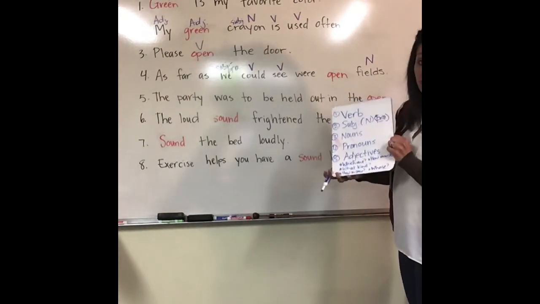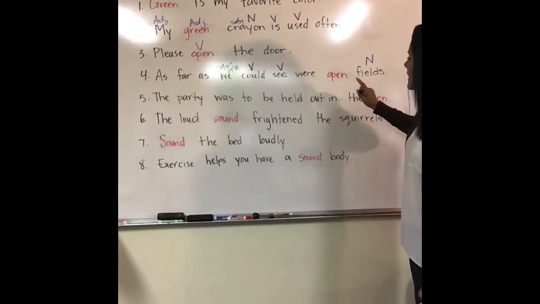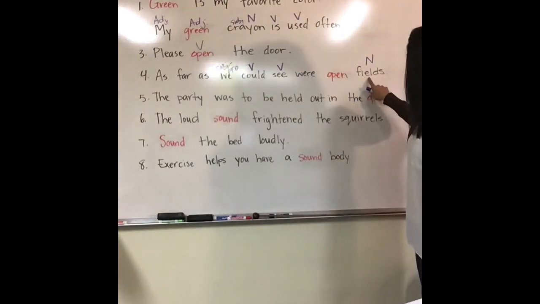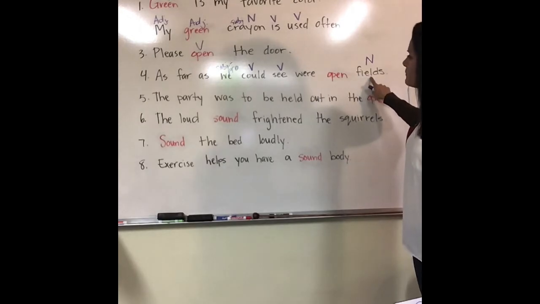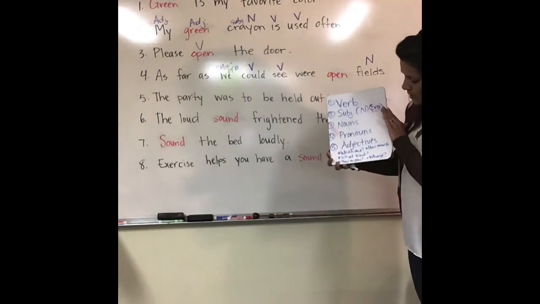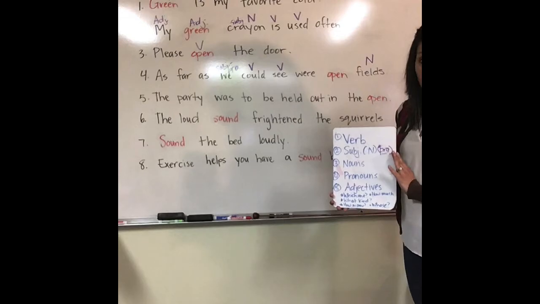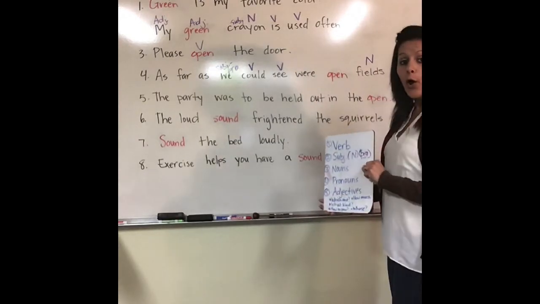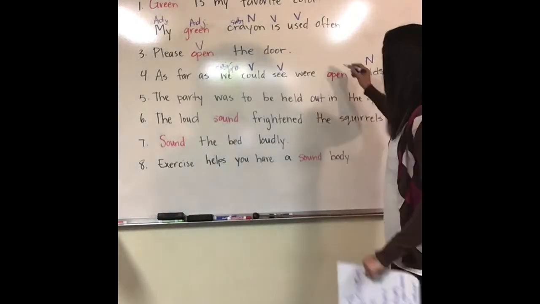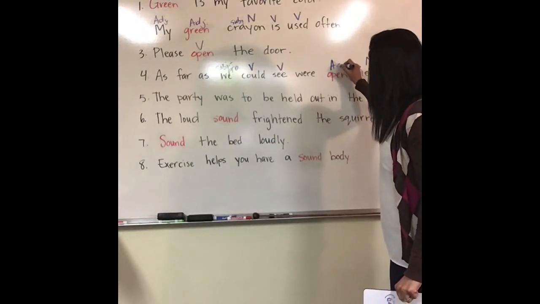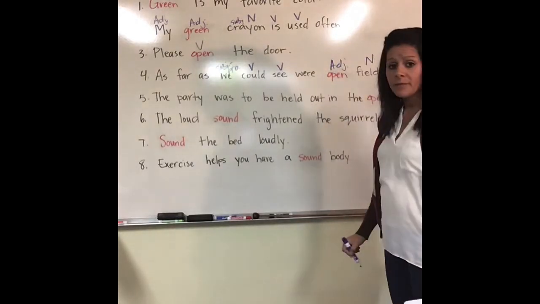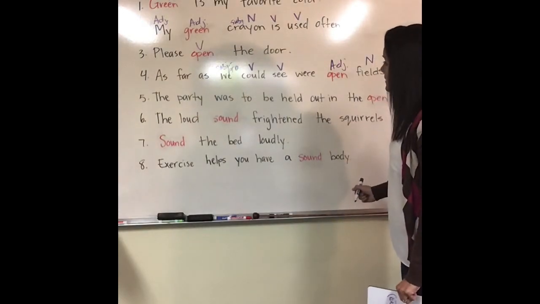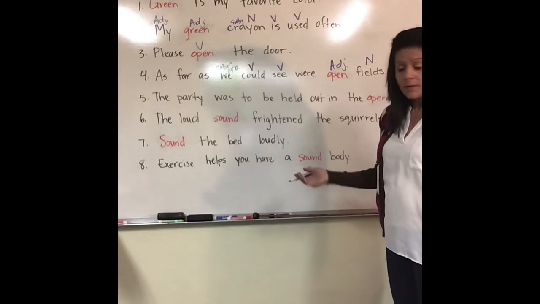Now we're going to go to looking for adjectives. So let's look for adjectives. We're going to start with the noun, which is fields. Field. Questions are, which one? Which field? No. What kind of field? An open field. Oh my goodness, this must be an adjective. Okay, an open field, and that's an adjective, right? So we're going to stop there because we're done.